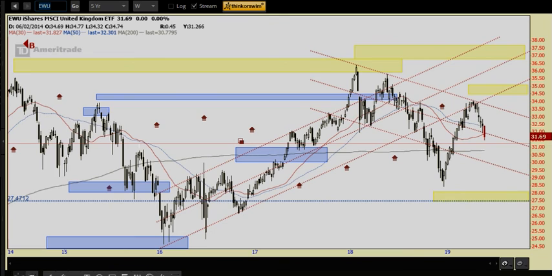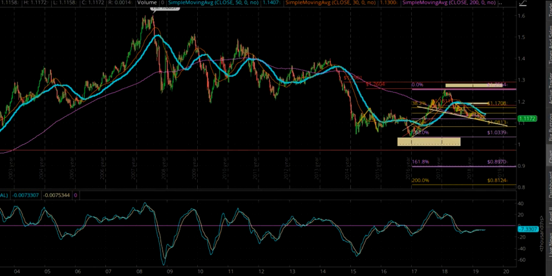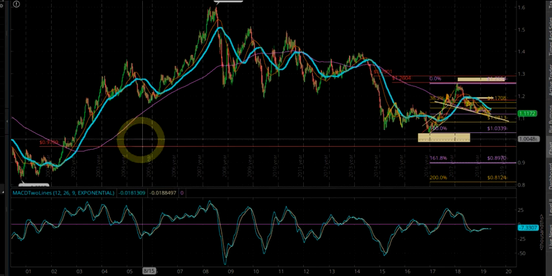I've heard people talking about that you need to get out of the U.S. market and get into other markets, and maybe that's true, as we're going to look at the euro in a second. In fact, let's just do that now. Let's go look at the euro US dollar.